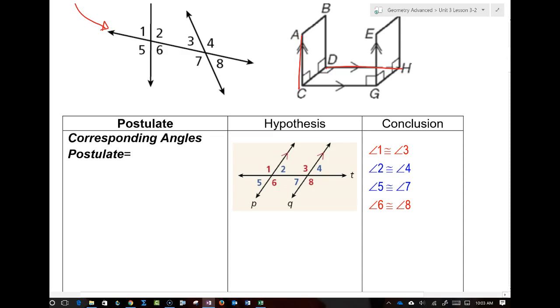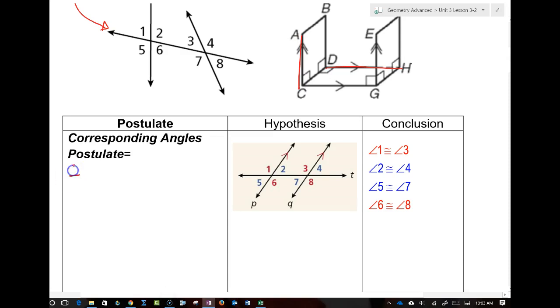The first one is a postulate. You guys remember what a postulate is? Yeah, it's a statement that is accepted as true. It can be proven, but we know it's true, right? So the first one's called the corresponding angles postulate. So let's write it down on here.